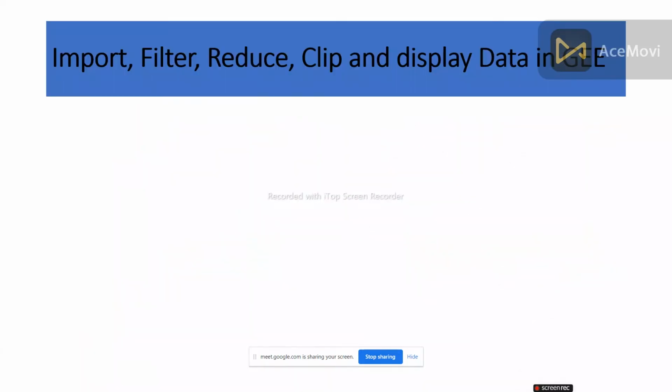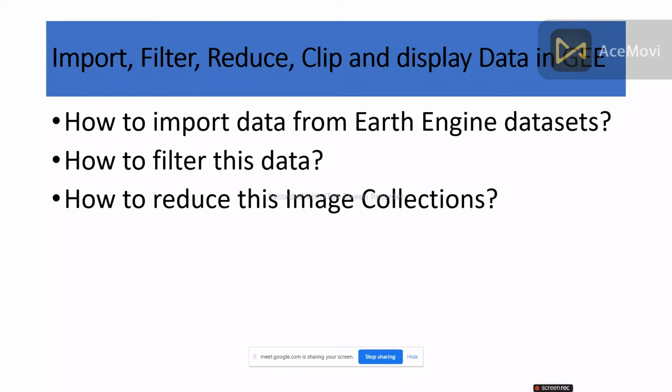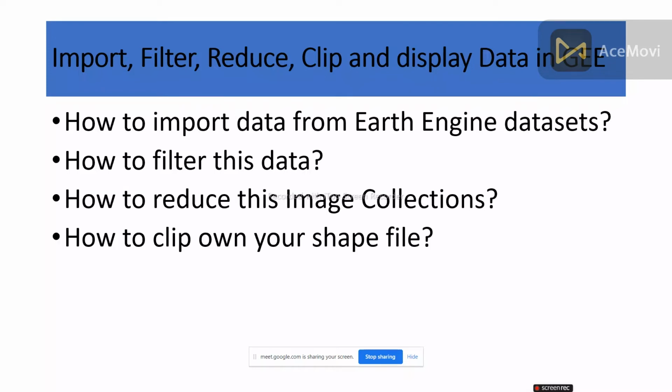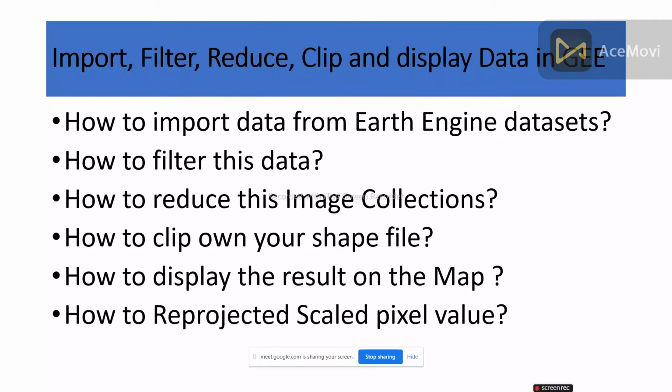Okay, so this time I try to discuss how you can easily import, filter, reduce, clip and display data in the Google Earth Engine platform. So how to import the data set, then how to filter this data, then how to reduce this image collection, and then how to clip to your shapefile, then how to display the result on the map, and how to reproject, check the scale value, and the pixel value.